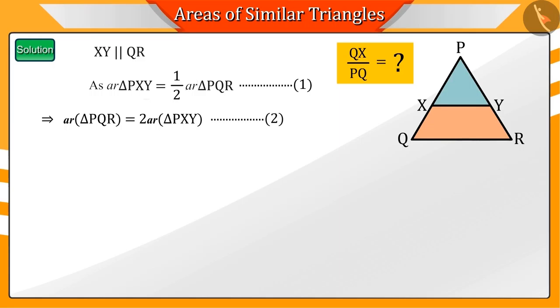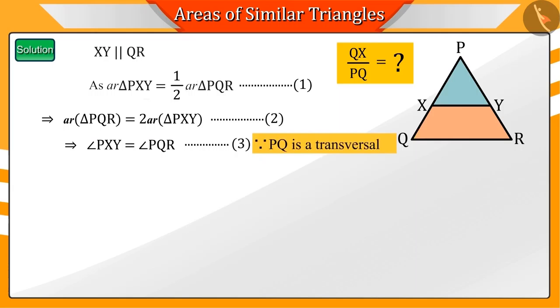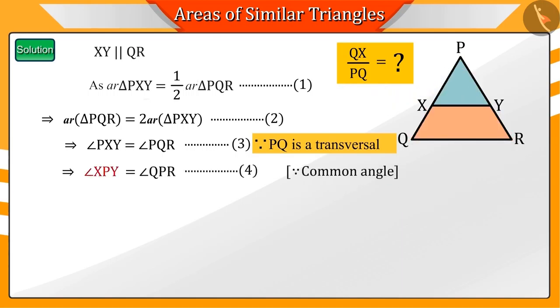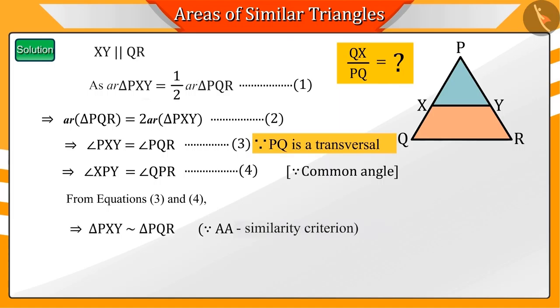Observing the figure, we can say that XY is parallel to QR, PQ is the transversal, so angle PXY will be equal to the angle PQR. Can you say if any other angle of triangles PXY and PQR are equal? Correct. In triangle PXY and triangle PQR, angle P is the common angle. So, angle XPY will be equal to the angle QPR. So, according to the AA criteria of similarity of triangles, we can say the triangle PXY and triangle PQR are similar triangles.